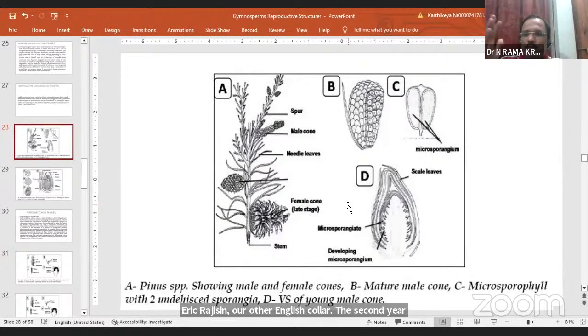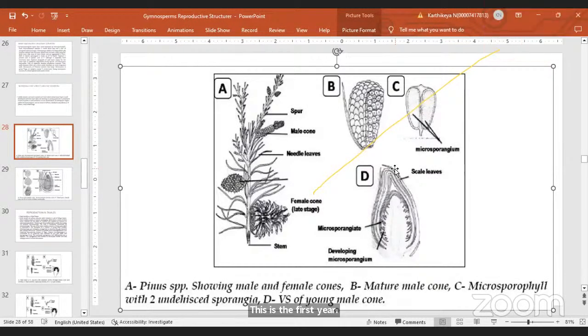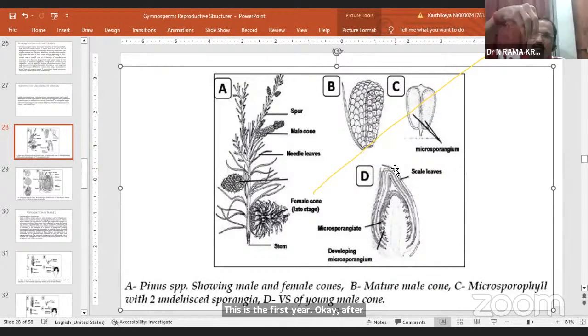Here, for example, now you see this is the Pinus plant. In this Pinus plant, in the first year, the young stage, the young cones look like this. This is the first year. After 1, 2, 3 years, it comes like this. The first year looks like this. After the development, it comes like this.